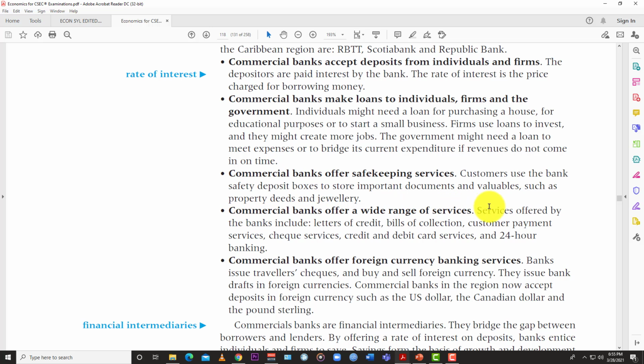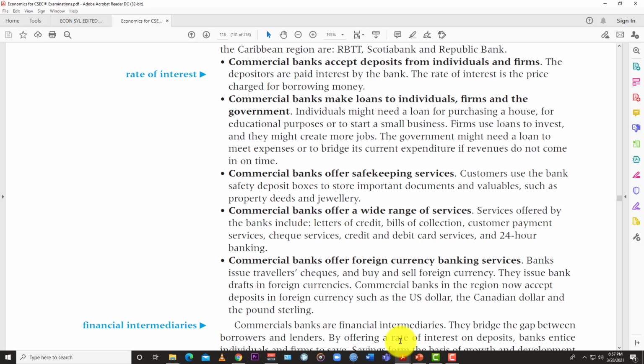Commercial banks offer a wide range of services. Services offered by the banks include letters of credit, bills of collection, customer payment services, check service, credit and debit card service, and 24-hour banking. You have ATMs and things like that it can offer to you. And of course, you can think about many other services offered by your local commercial bank. You go to your ATM and all those other things. What do they call that, the standing orders, when you want to pay your bills and things like that. So those are some of the services offered by the commercial bank.